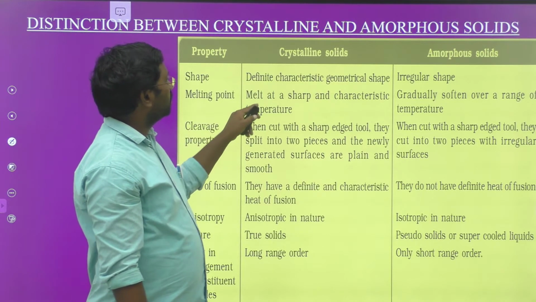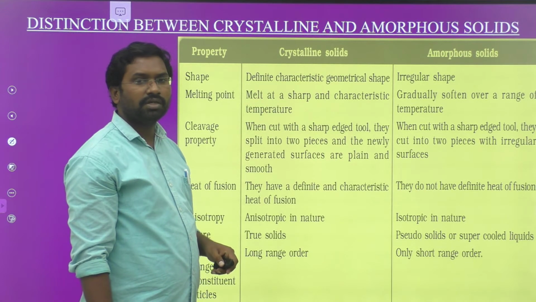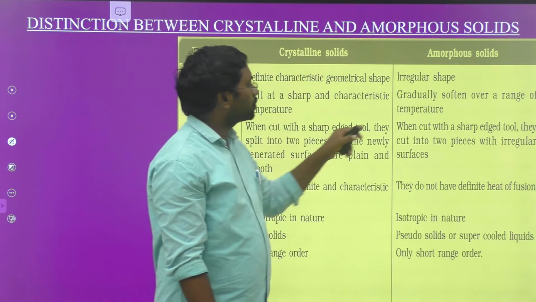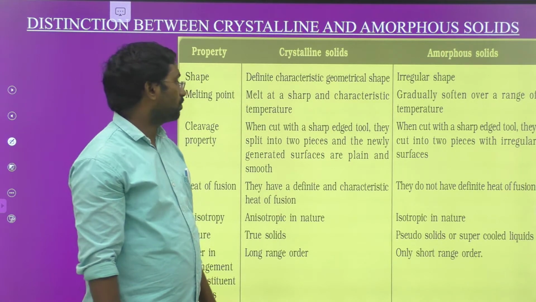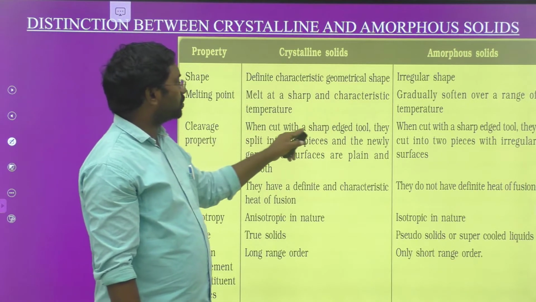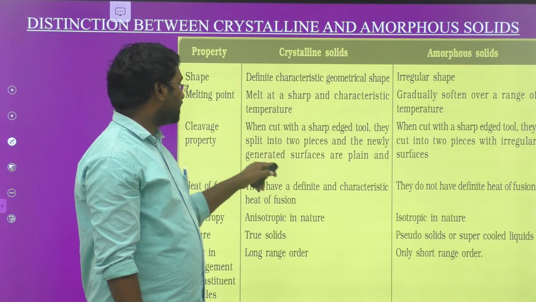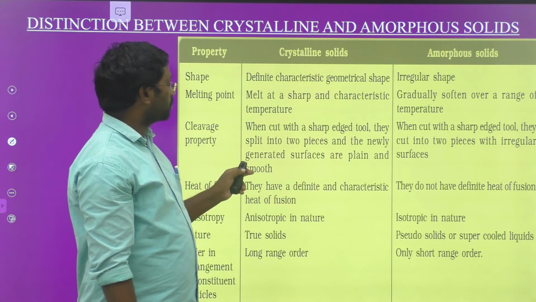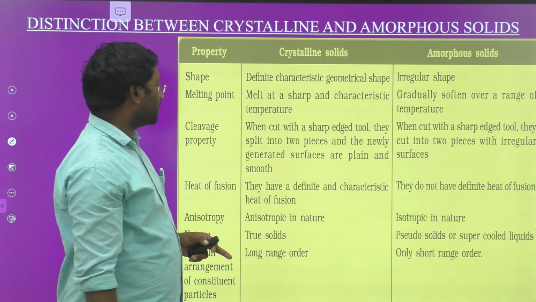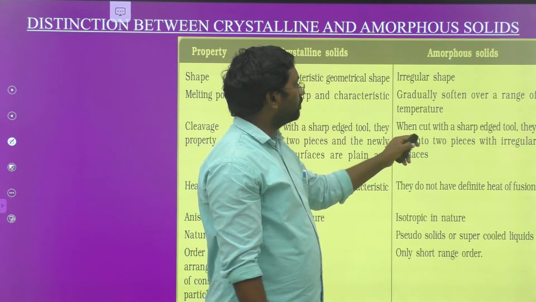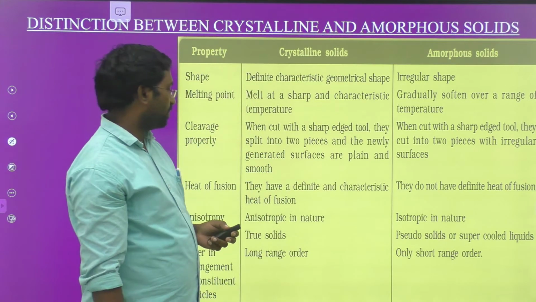Next one, melting point. Crystalline solids melt at a sharp, characteristic temperature because of their structure. Amorphous solids gradually soften over a range of temperature. And the cleavage property: when cut with a sharp edge tool, crystalline solids split into two pieces and the newly generated surfaces are plain and smooth. In case of amorphous solids, when cut with a sharp edge tool, they cut into two pieces with irregular surfaces because they do not have any particular shape.